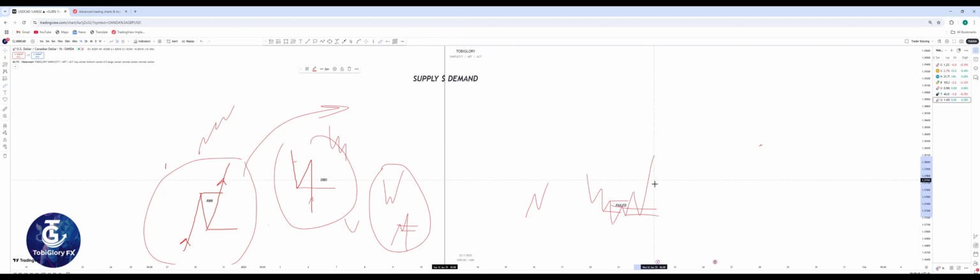Are you getting my point? Now, I'm going to give you a clue on how to know the valid one, because in trading, when you learn something, you don't use them blindly. You don't use them blindly.